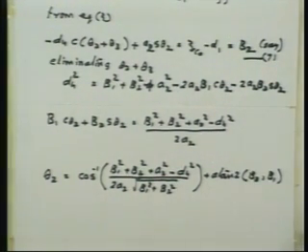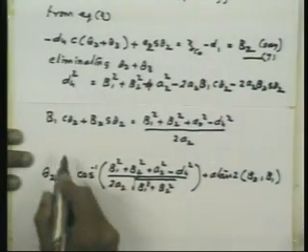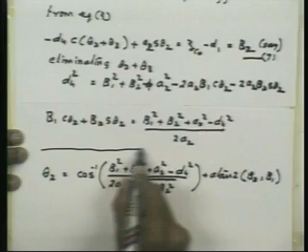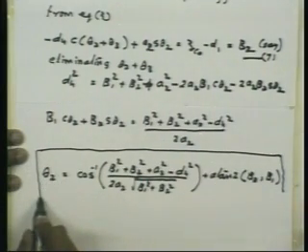This is the expression for theta 2. You get it essentially by these eliminations. So that is the other angle.